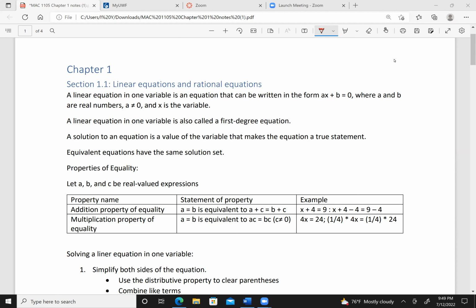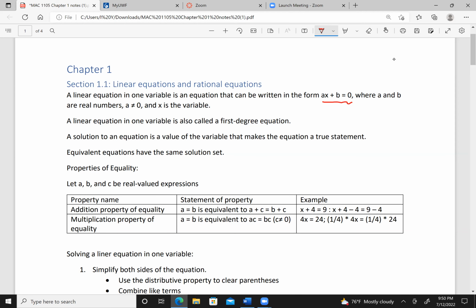Okay, so what we're going to do today is start with chapter 1, section 1.1, linear equations and rational equations. A linear equation in one variable is an equation that can be written in the form ax plus b equals 0, where a and b are real numbers, a does not equal 0, and x is the variable. A linear equation in one variable is also called a first degree equation. A solution to an equation is a value of the variable that makes the equation a true statement.